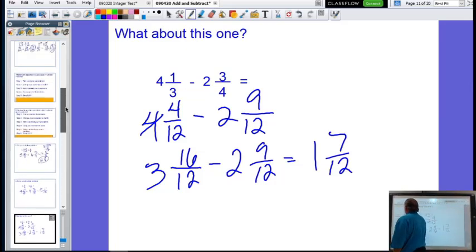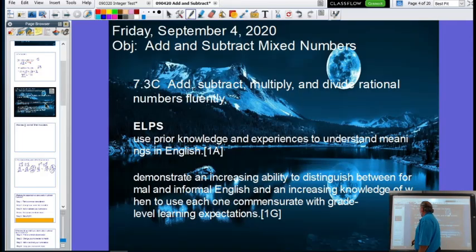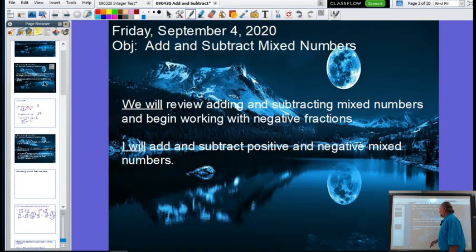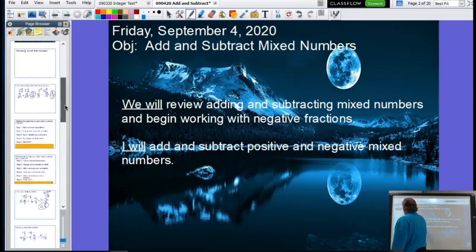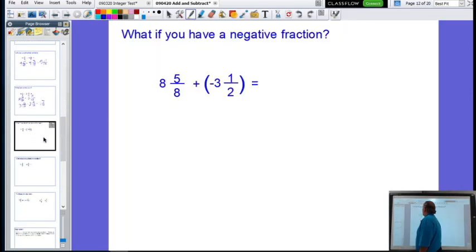So if you remember back in our we will, it says that we're going to add or subtract positive and negative mixed numbers. So what if I throw in some negative mixed numbers? So now we got to think about our integer rules mixed in with our mixed number rules.